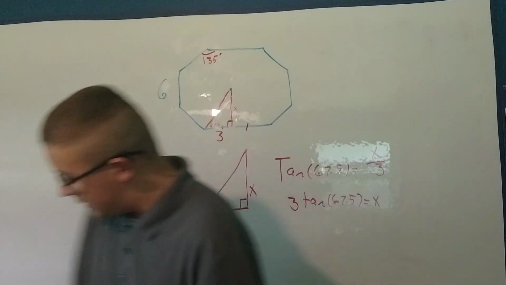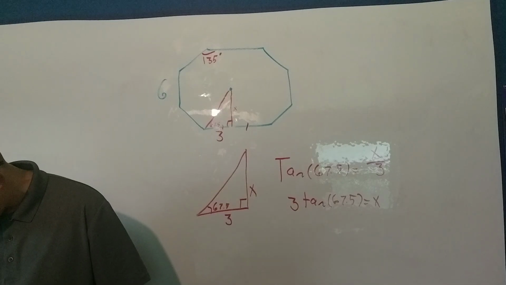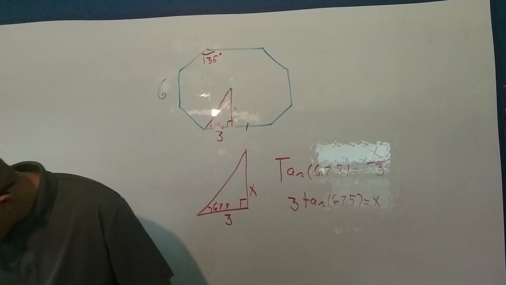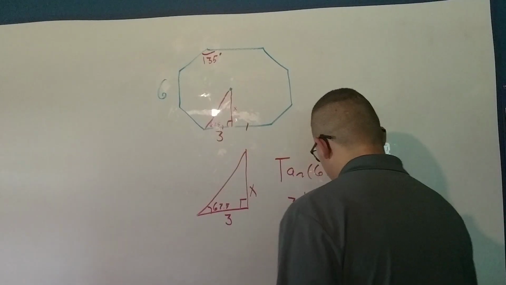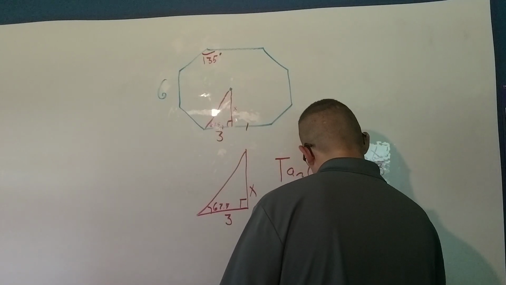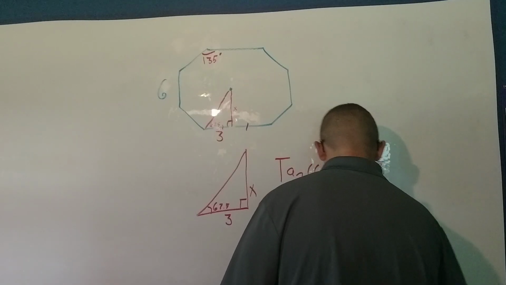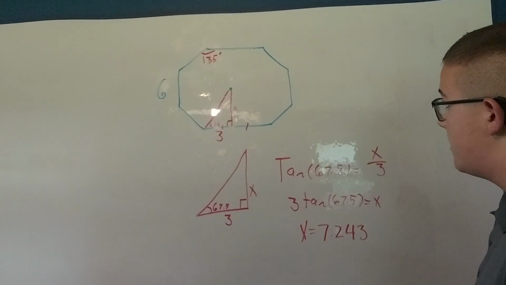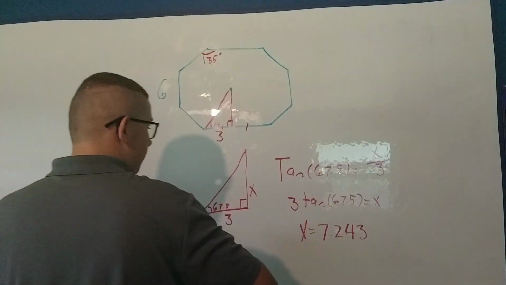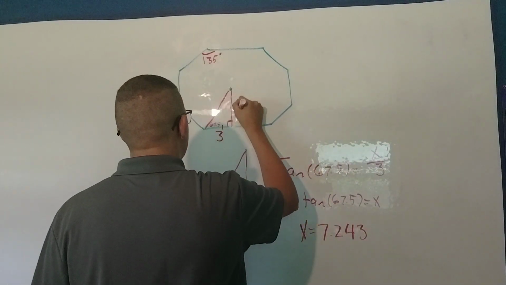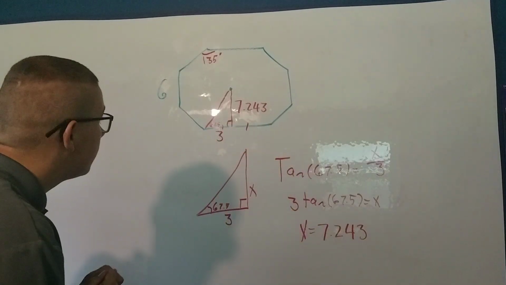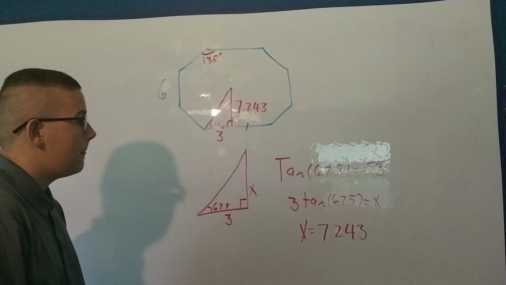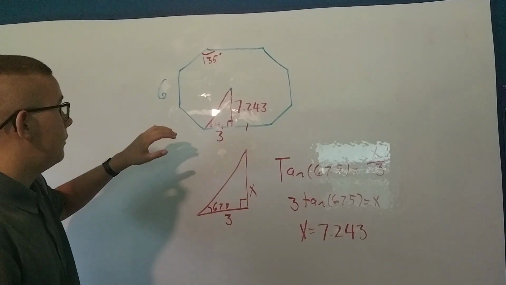Plug that into the calculator. We do 3 tan 67.5, and we get 7.243. So we get x equals 7.243. Then if we put that back up here into our original shape, 7.243, now we can solve for everything else.